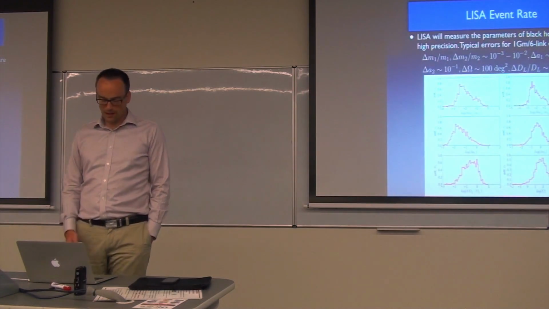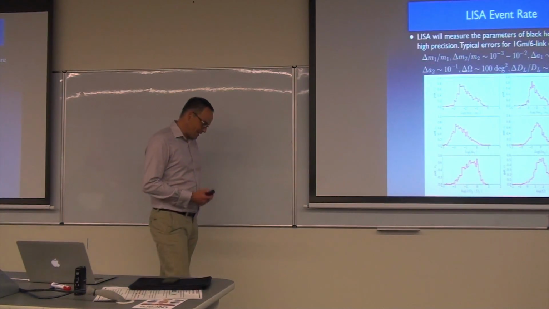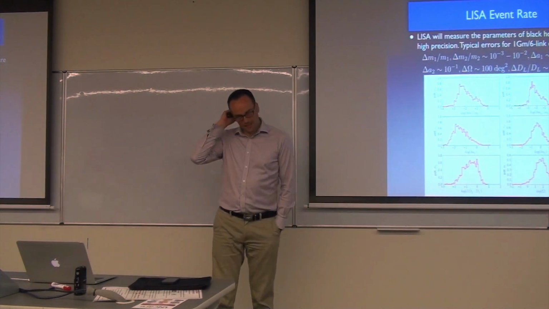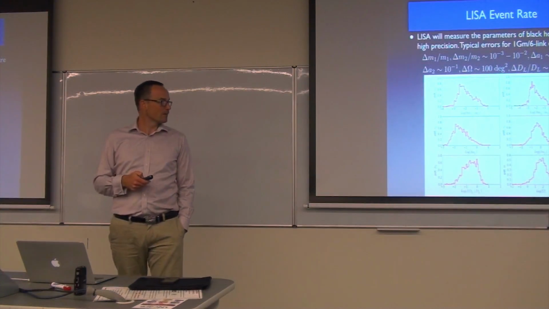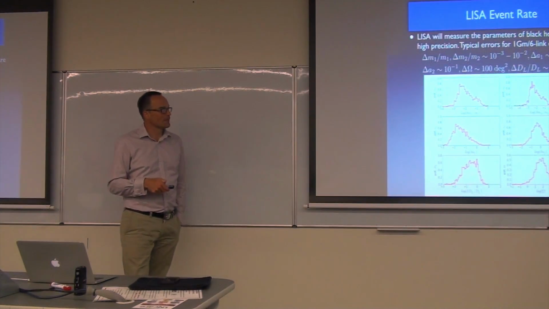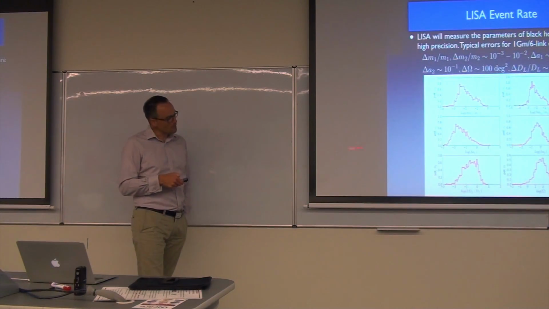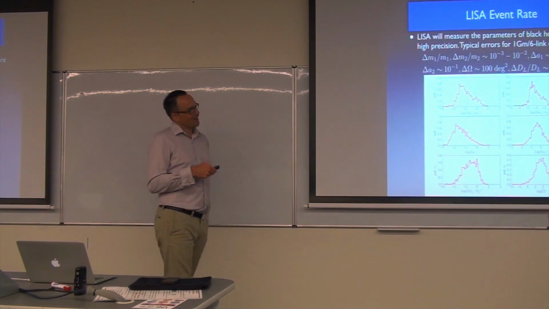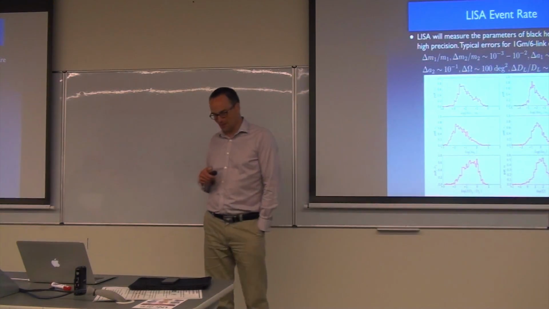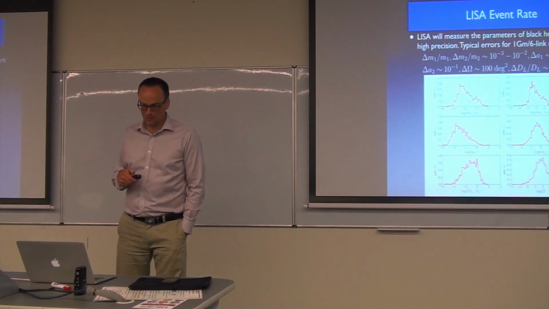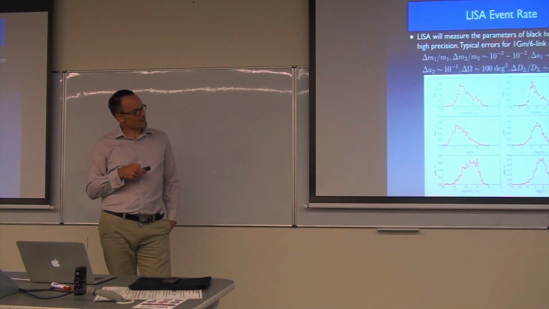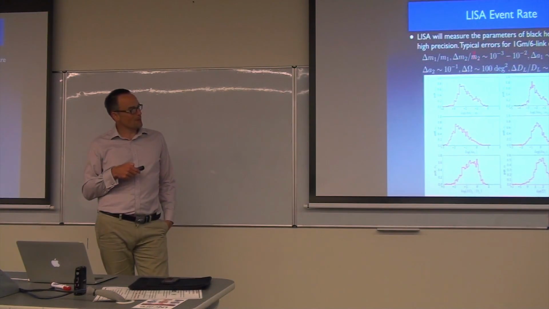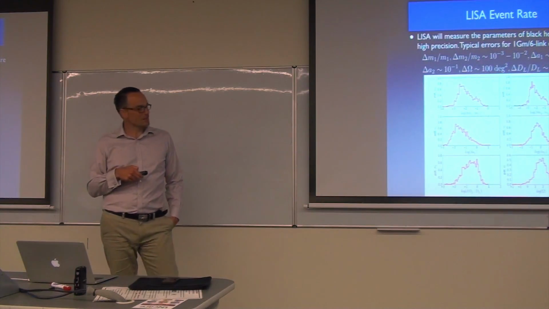Okay, so if LISA sees these events, we're going to want to measure parameters. I'll talk this afternoon about the procedure for extracting parameters from signals. But the most relevant numbers for this bit of the talk are how well we'd expect to measure things. And these are kind of typical accuracies. This is not for the current baseline, but it doesn't make too much of a difference.